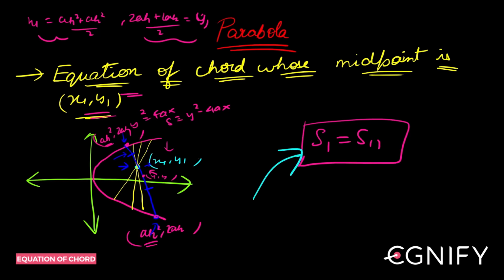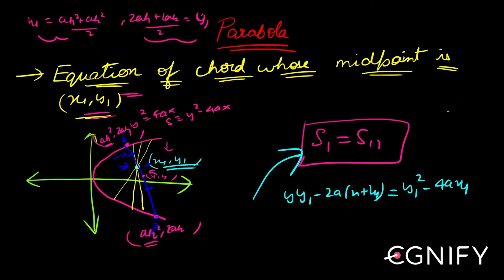The final result that you will get is S1 equal to S11. S1 means y y1 minus 2a into (x plus x1), that is your S1, and this is equal to S11, and that's just putting the point, y1 square minus 4a x1. So S1 equal to S11 will give you that chord which is bisected at this point x1, y1. So this is a useful result. We'll be seeing the same things in ellipse and hyperbola as well.